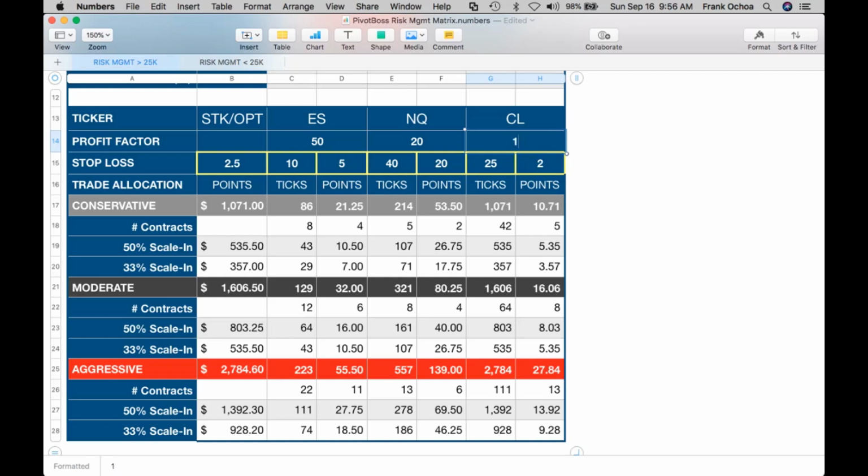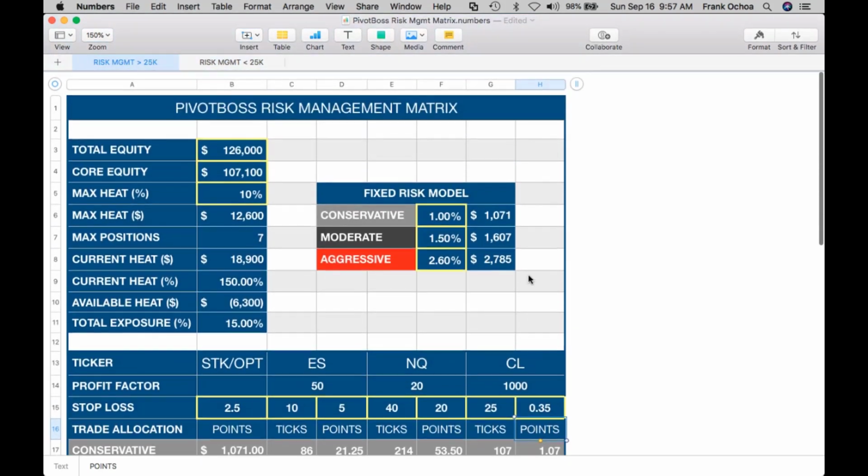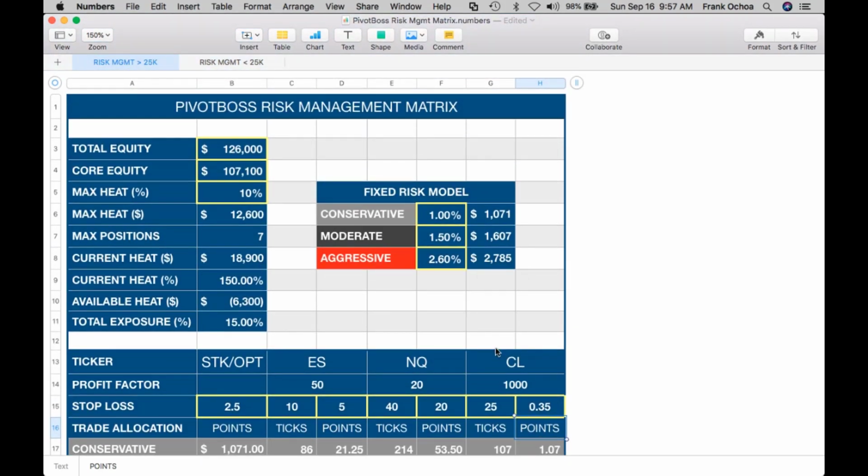I usually just have them look like this, and I trade these three the most, but then I can just use my risk allocation for anything else I want to trade. Say, for example, I want to trade 2,700 contracts. I want a 25 tick stop or point stop in the YM, then I can just do the quick math that way.